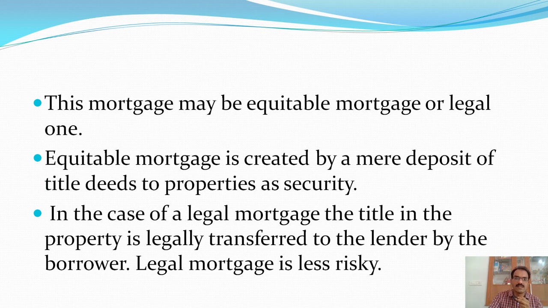What is an equitable mortgage? Equitable mortgage is created by a mere deposit of title deeds to properties as security. We are just depositing the title deeds of the property as security. But in the case of legal mortgage, the title in the property is legally transferred to the lender by the borrower. The ownership of the property is transferred to the lender through registration by the borrower in the case of legal mortgage. So when we compare the equitable mortgage and legal mortgage, which one is less risky? Legal mortgage is less risky.